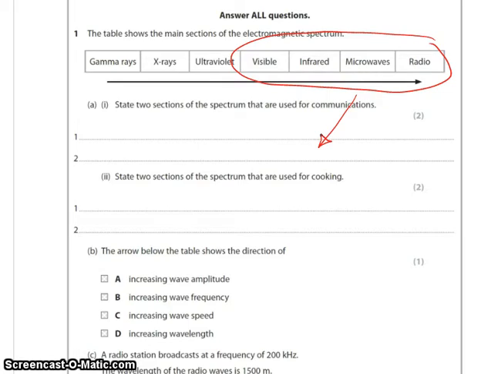It then wants to know 2 sections of the spectrum that are used for cooking. Now, most of us seem to appreciate that microwaves could be used, but we've got a variety of other answers, including gamma rays and X-rays. Well, I mean, these 2 at this end are much too dangerous for us to be using in our homes. Okay, the other one that we're really looking for is infrared.